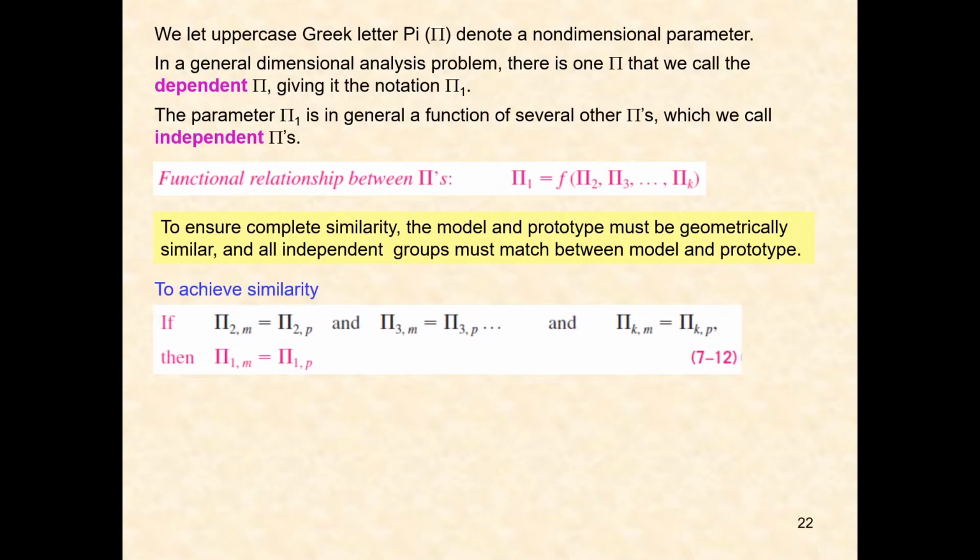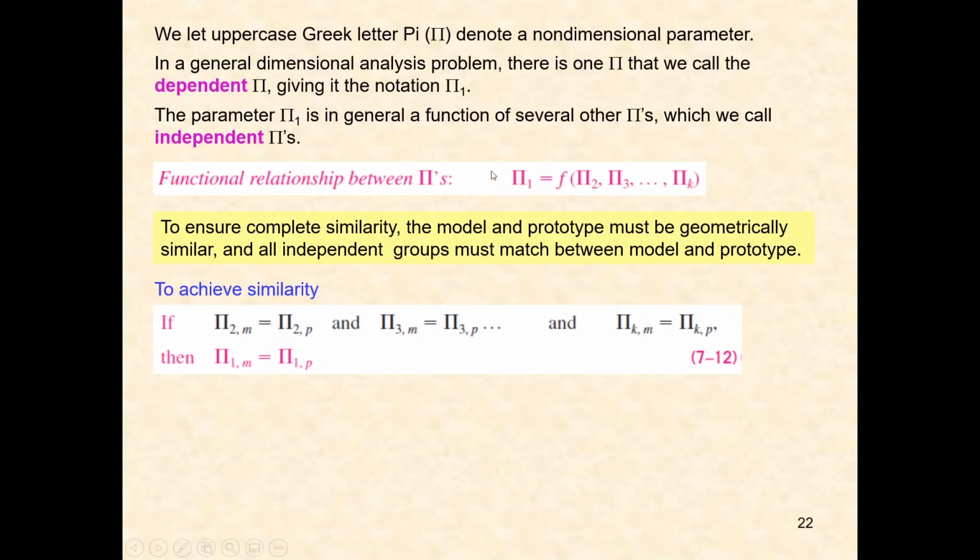So this is how we want to obtain the non-dimensional parameter. We will let the uppercase Greek letter pi denote a non-dimensional parameter. In a general dimensional analysis problem, there is one pi that we call the dependent pi. We give that the notation pi 1. So you might have a lot of pi's, but pi 1 is only reserved for the one that is dependent, and the rest are independent, which we denote pi larger than pi 1.